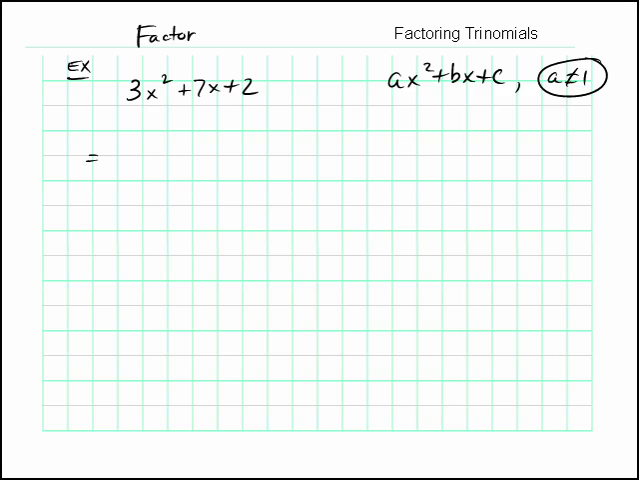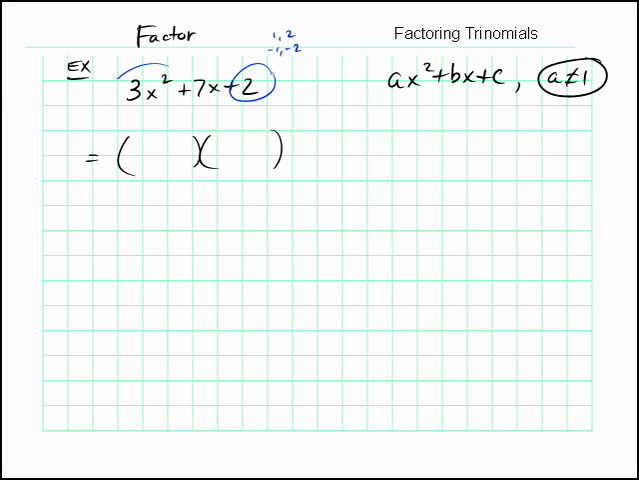Okay, I'm going to draw some parentheses. Now what I do is I start with the last term, positive 2, and I list out all the ways I could factor a positive 2. Positive 2 could be 1 times 2. It could be negative 1 times negative 2. That gives you a positive 2, but that's about it. I could reverse those and write 2 times 1, but it's the same thing.